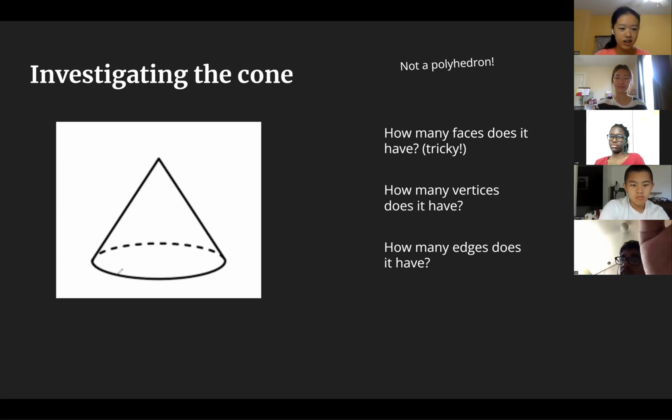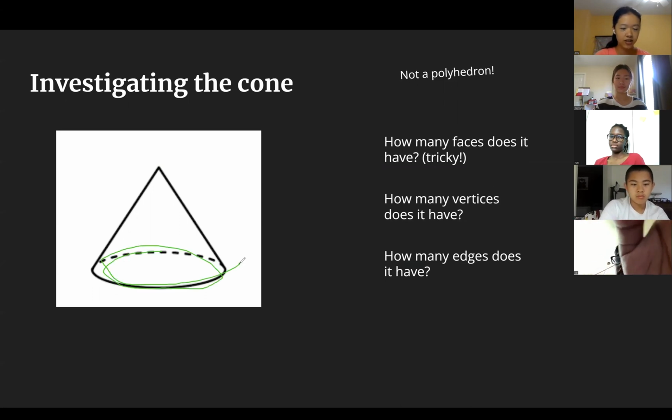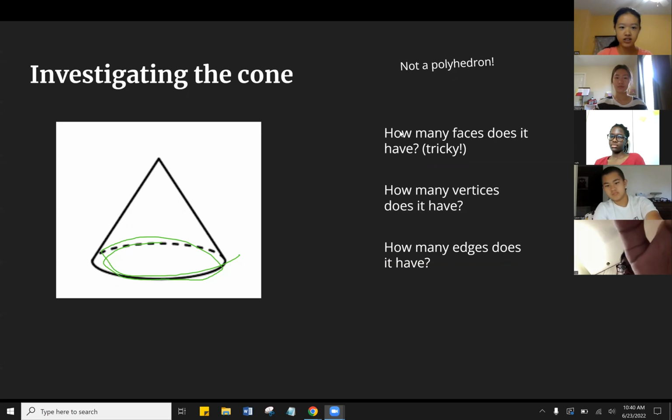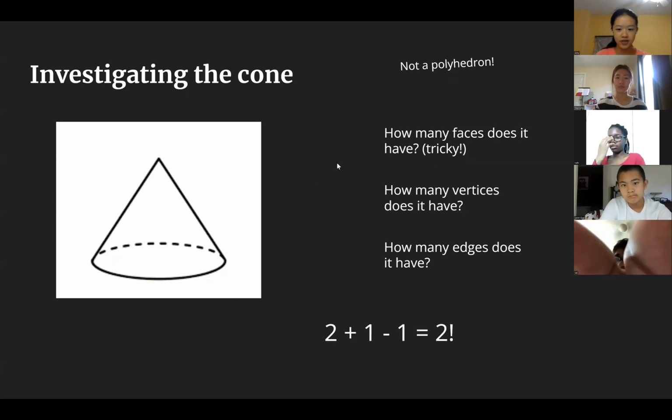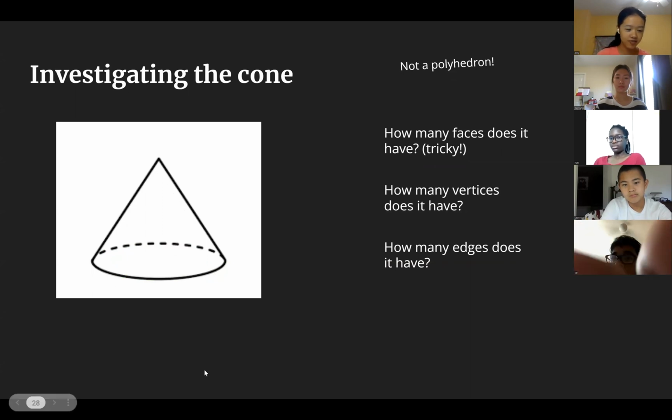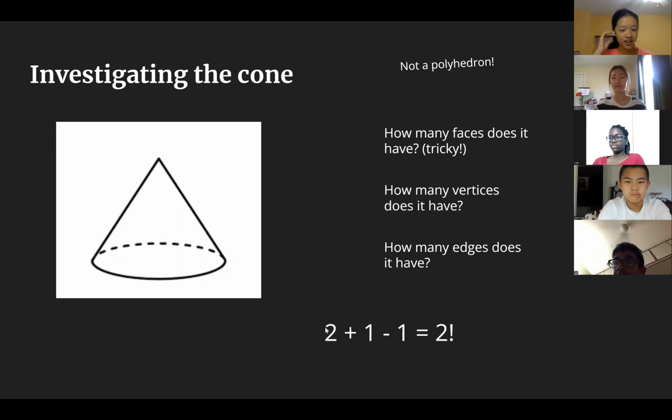Yeah, so the edge would just be this part down here. So there would only be 1 edge. So if we counted out the parts of a cone like this, does this satisfy Euler's formula? Yep. Yeah, it would satisfy if we counted out the different parts of a cone like this.